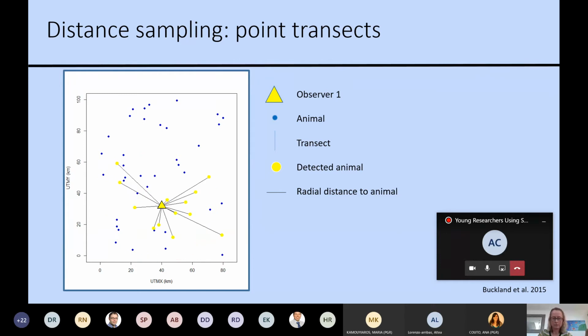So we also need the distances to the detections. But for point transects, we also assume perfect detection on the point, on or near the point. This is the critical assumption here.